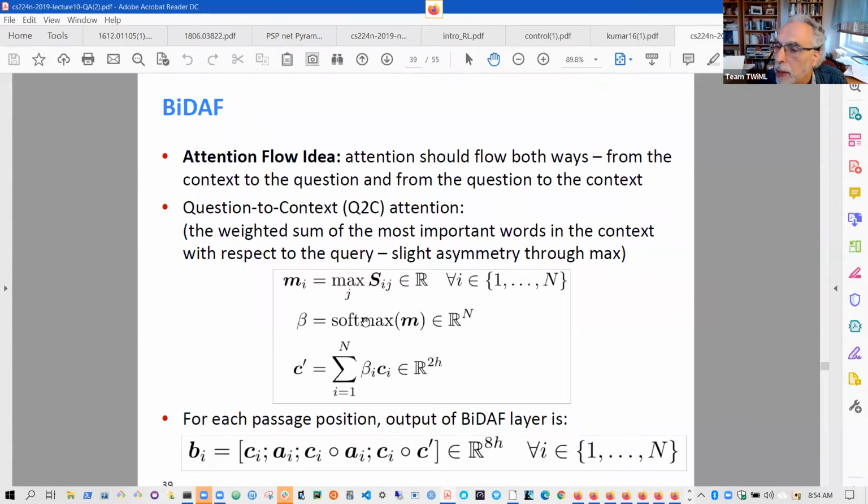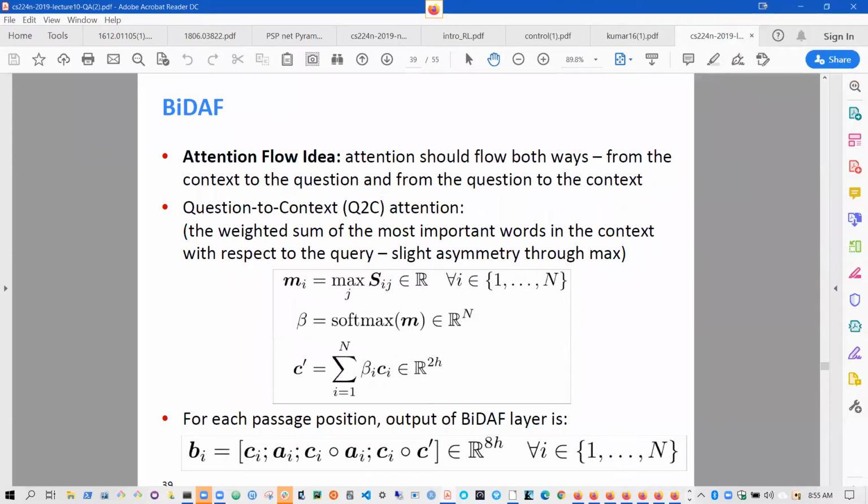Then you take the softmax over this vector, and that's called beta. And remember, a softmax is always a vector. It has the same dimensionality as M, so it has n dimensions.